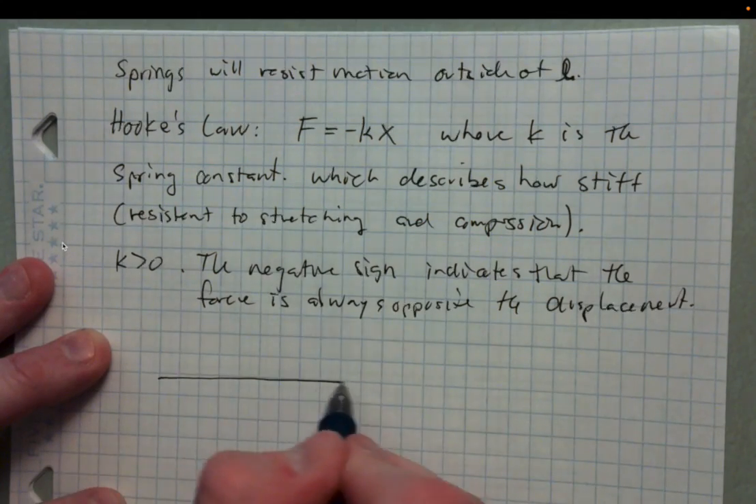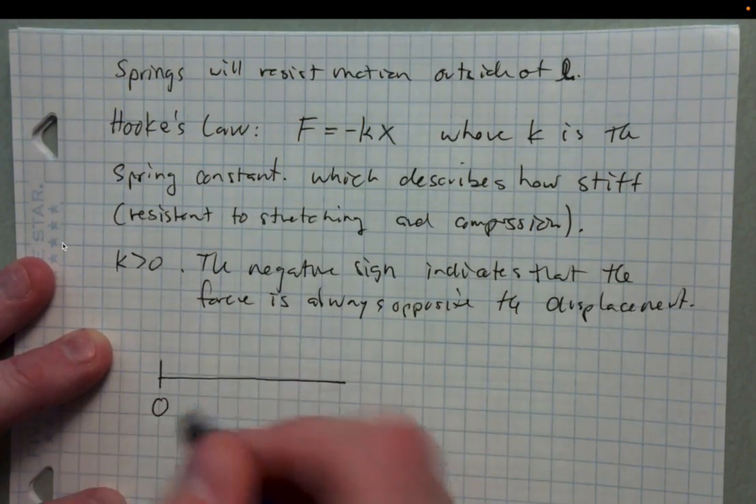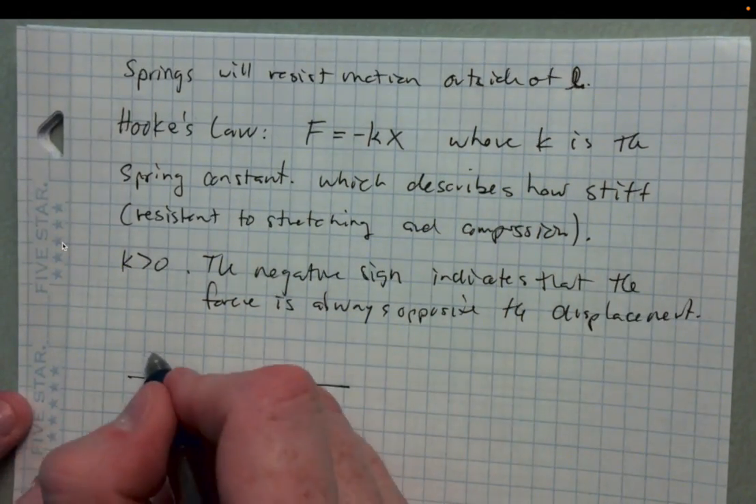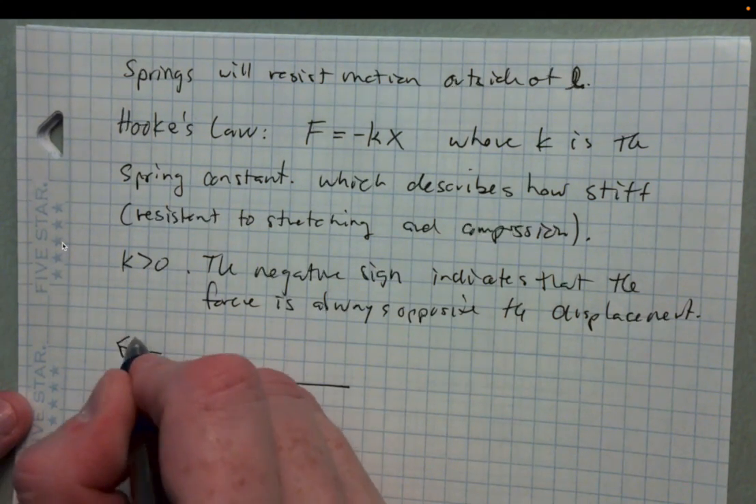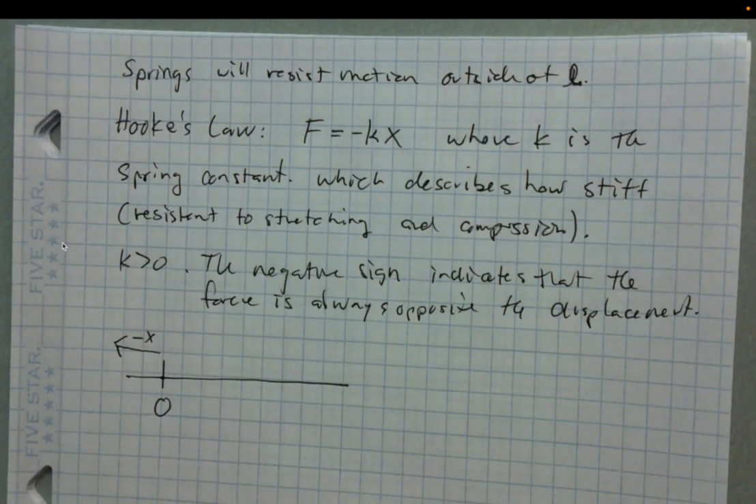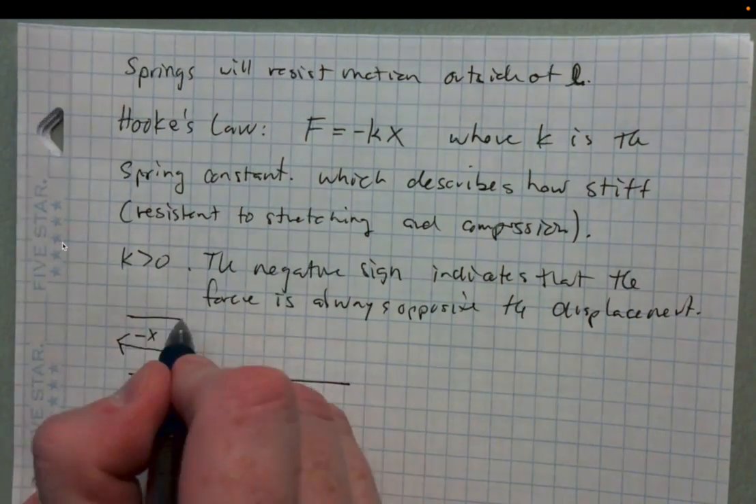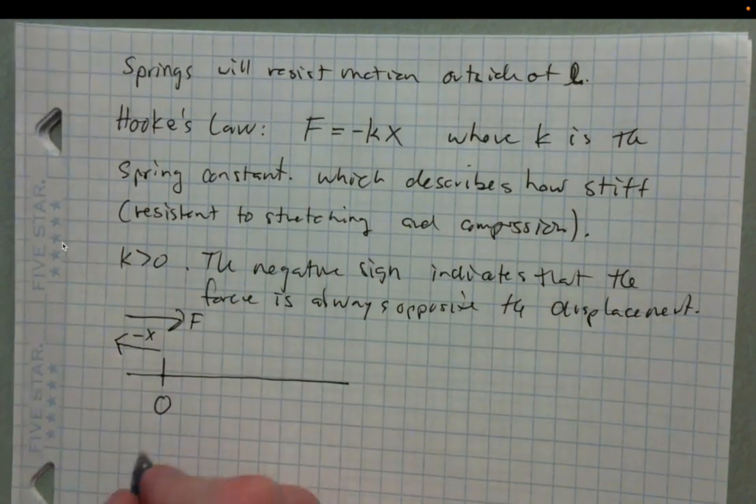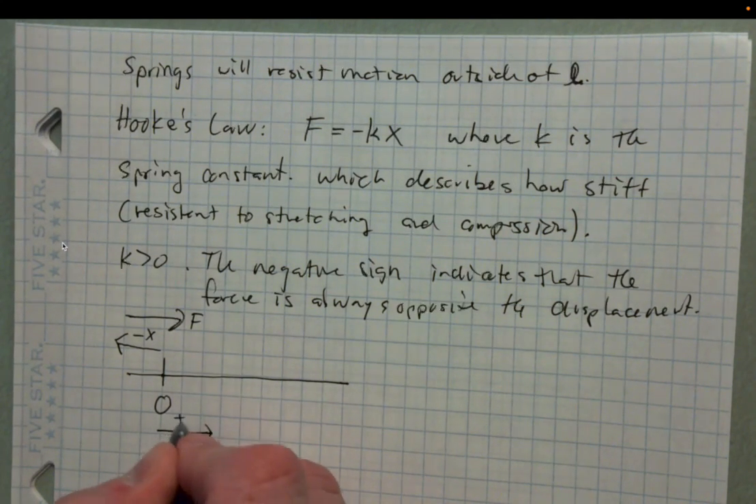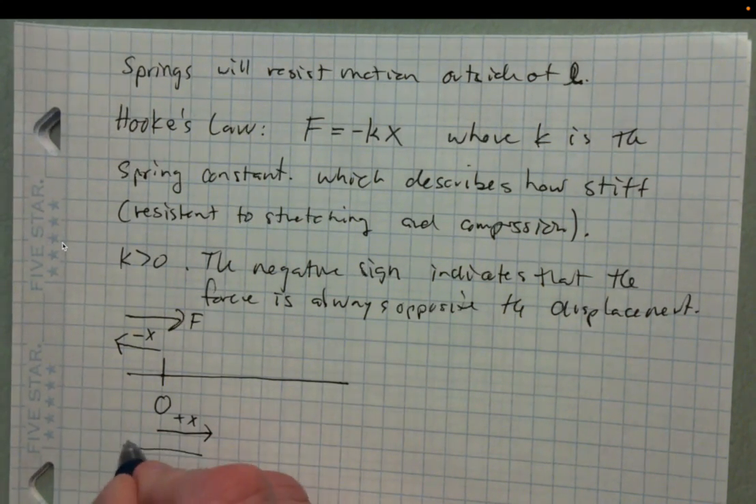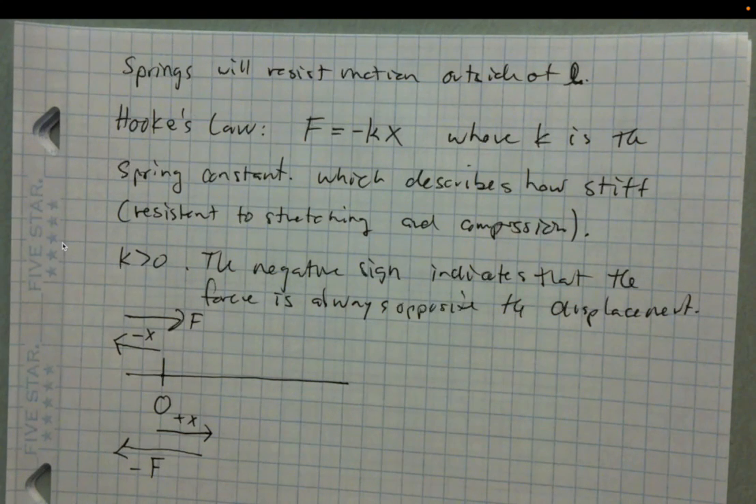So if I've got my 0, and my displacement is a negative x, then negative times the negative in the spring constant means that the force is positive. And conversely, if my displacement is a positive value, then the force is negative. So the negative sign always flips the sign appropriately depending on the displacement, which is the x value. How far away from the resting position of the spring have you stretched it or compressed it?